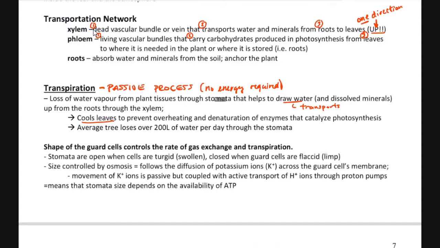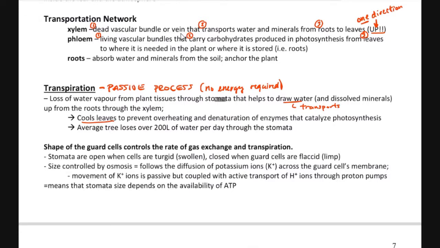So xylem is a dead type of tissue. It's basically like an empty straw made of cardboard because cellulose, the cell walls of these plants, are still there, but the cells themselves are no more. So you basically got these cardboard tubes on the inside.